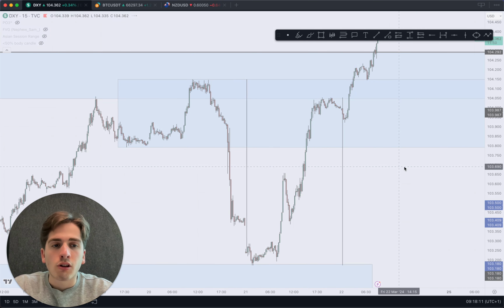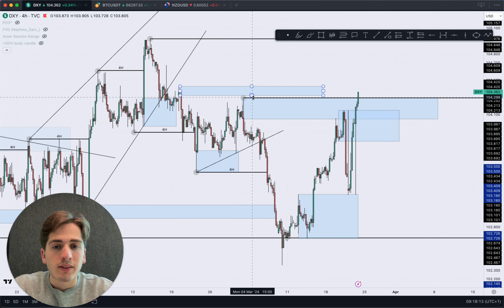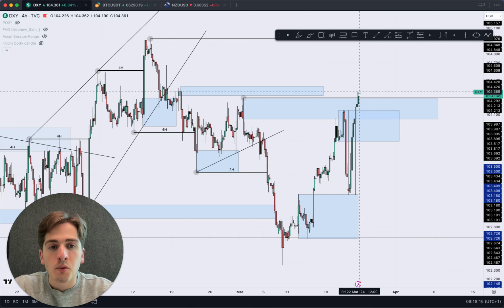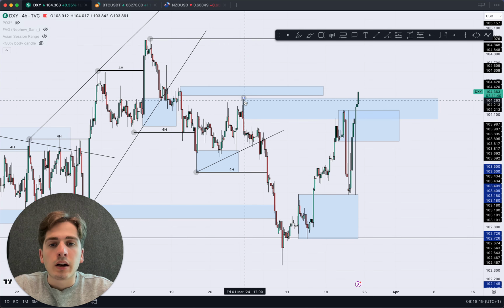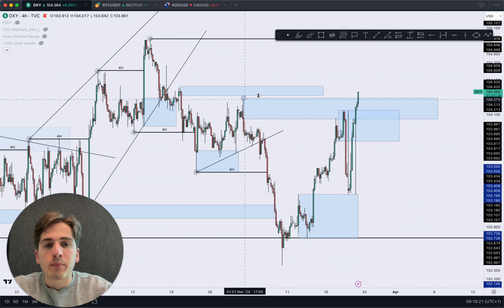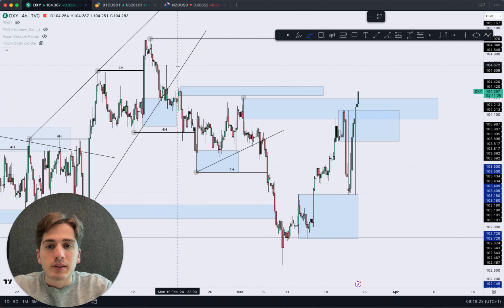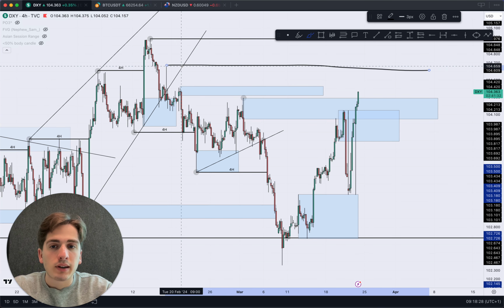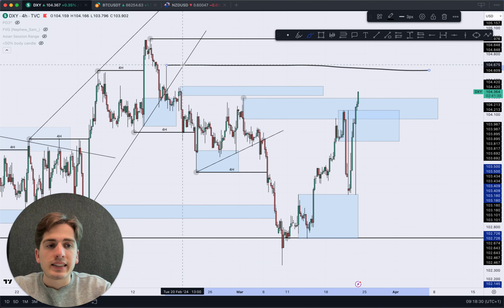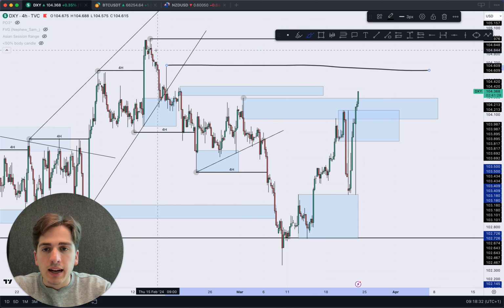Now, looking at the dollar index, it has broken above this 4-hour high. If we now see a 4-hour bullish candle close, that means we have a break of structure above this high over here. So what I'll then be looking for and expecting is potentially even higher prices to get reached, and eventually this high over here at around 104.650 to get taken out.